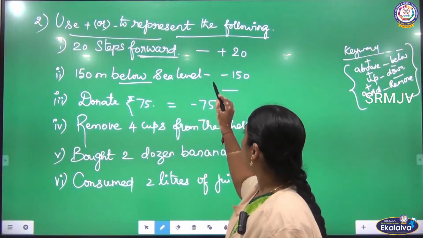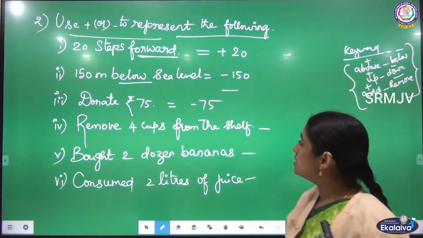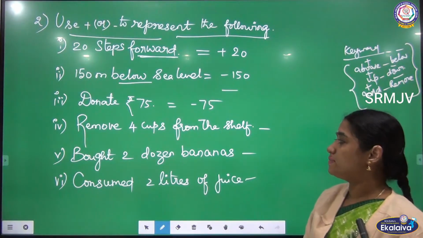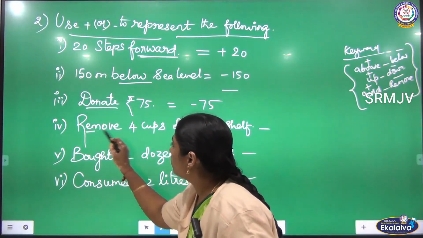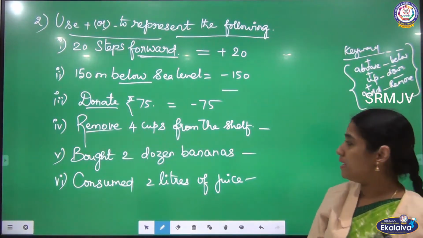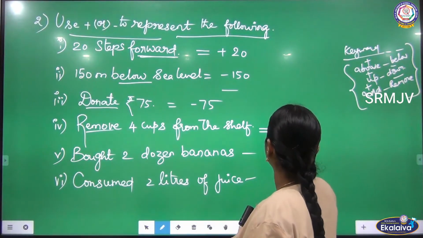Okay. Now listen. Remove 4 cups. Add means plus. Remove means what? What does remove mean? Remove 4 cups means minus 4.